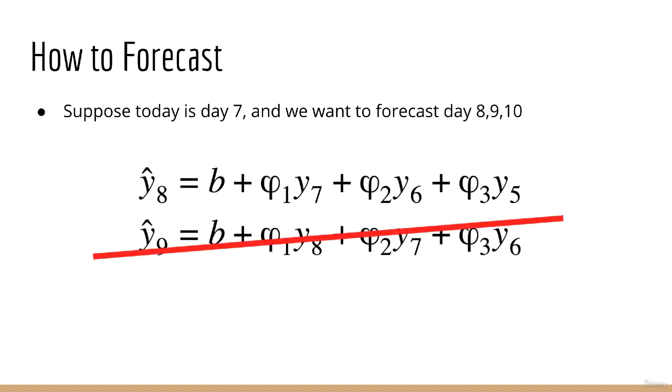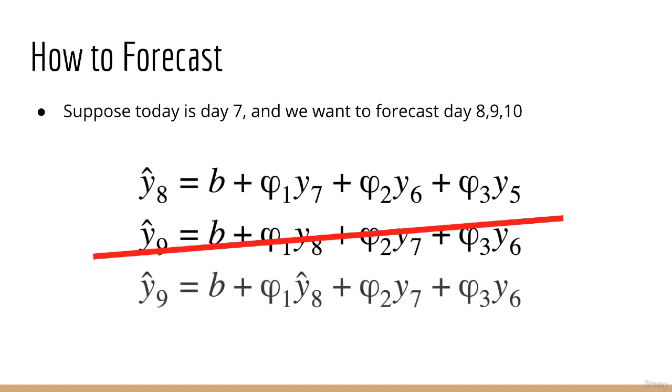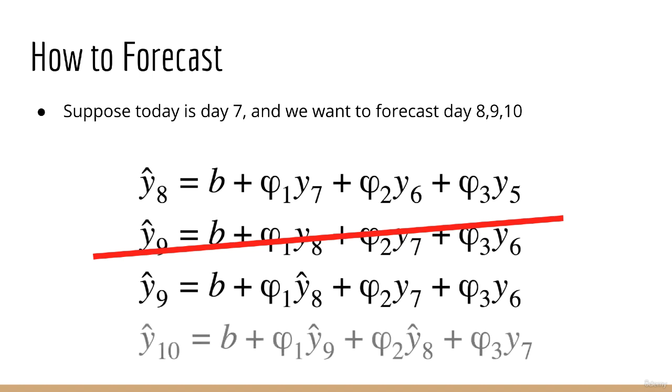Unfortunately, this is all wrong. Remember, we do not know y8. The best thing we can do is plug in y hat 8, our prediction for day 8. So in actuality, y hat 9 is equal to b plus phi 1 times y hat 8 plus phi 2 times y7 plus phi 3 times y6. We can repeat the same pattern for y hat 10, which will depend on y hat 9 and y hat 8, and the true value on day 7, y7.